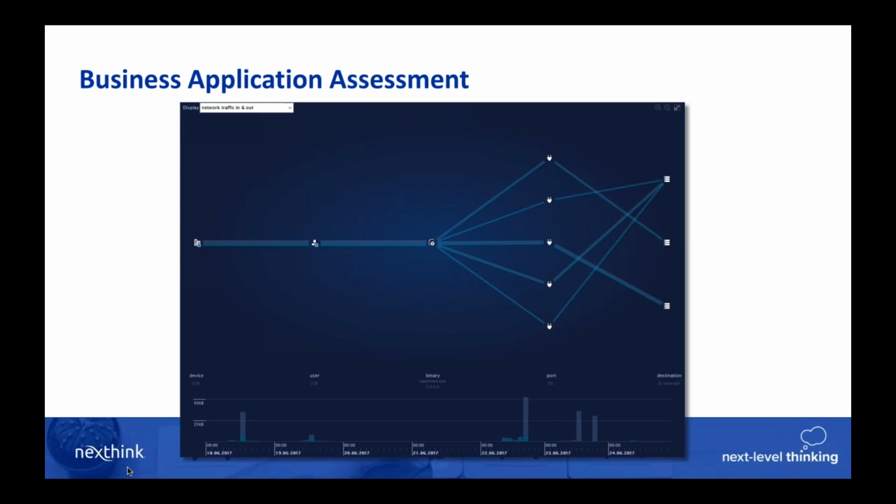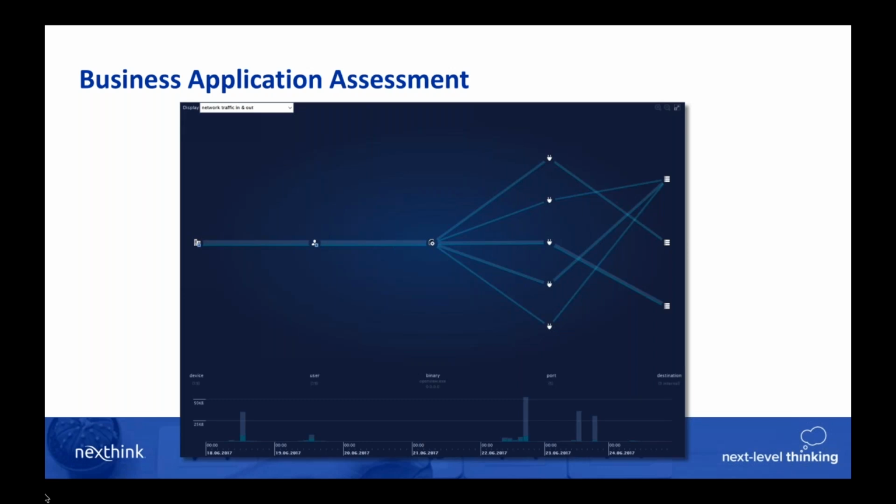We have a similar number of users. We've got one binary that's been executing. We can see it's consuming a number of ports, and it's also connecting through to a number of destinations. So what this is showing us is the entire end-to-end chain of how this application is behaving. We not only know who's using it and where they're using it, but we also understand what that application is consuming in terms of infrastructure components.